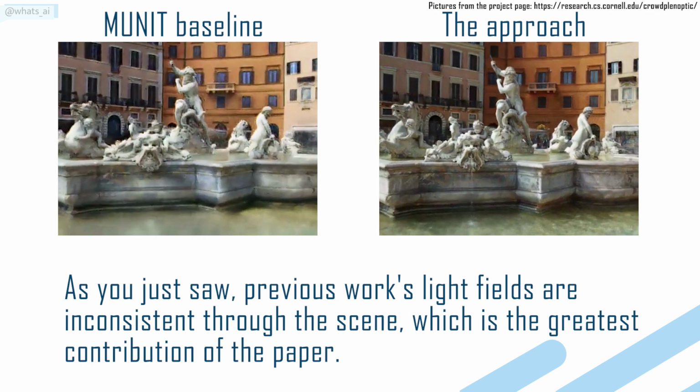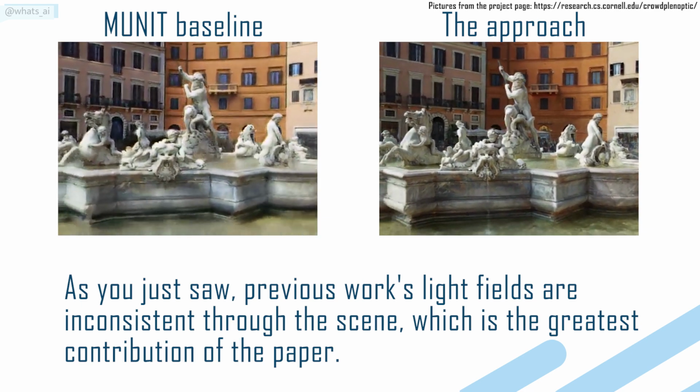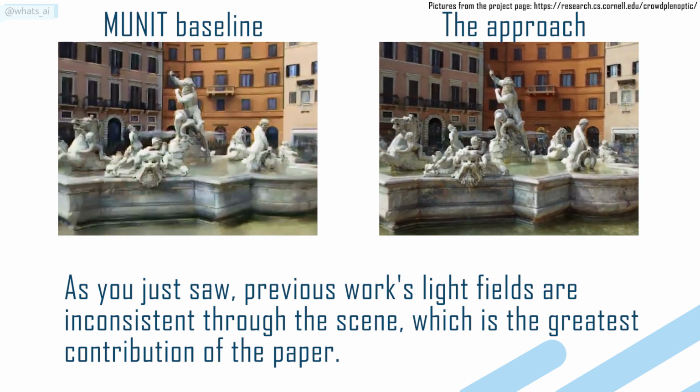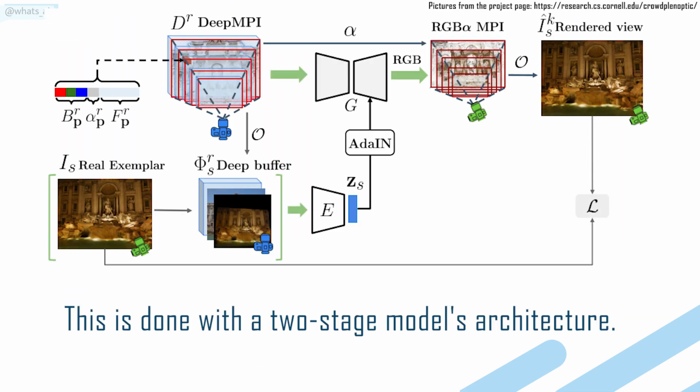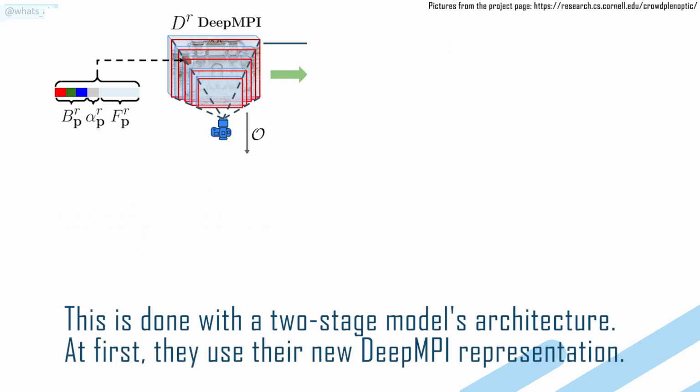As you just saw, previous works' light fields are inconsistent through the scene, which is the greatest contribution of the paper. This is done with a two-stage model architecture. At first, they use their new Deep MPI representation.